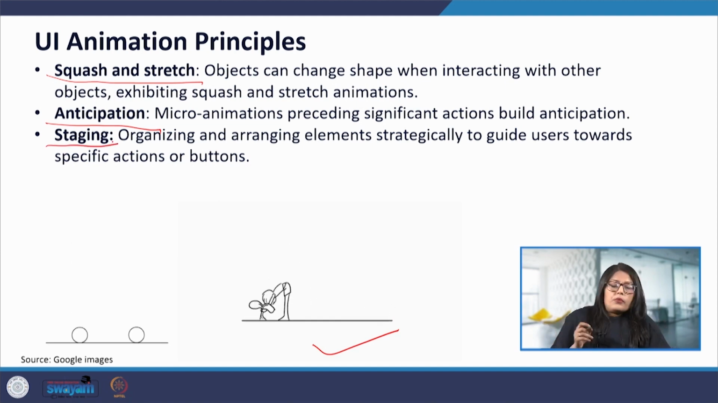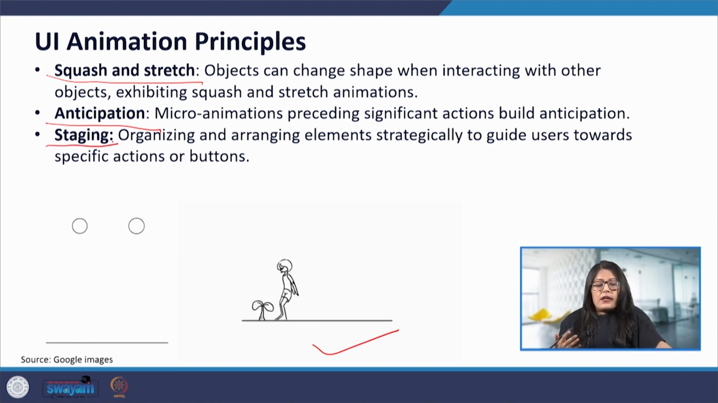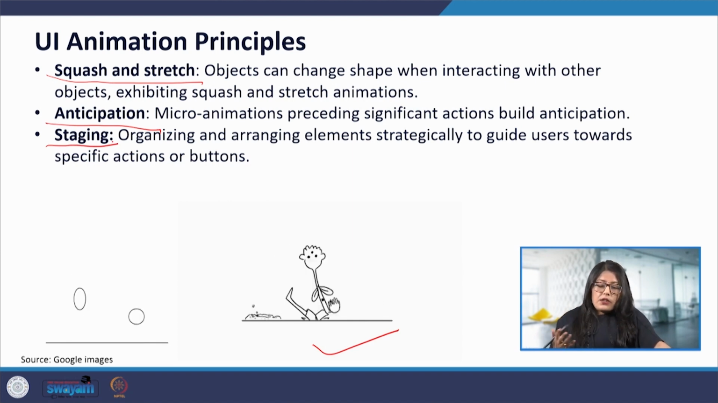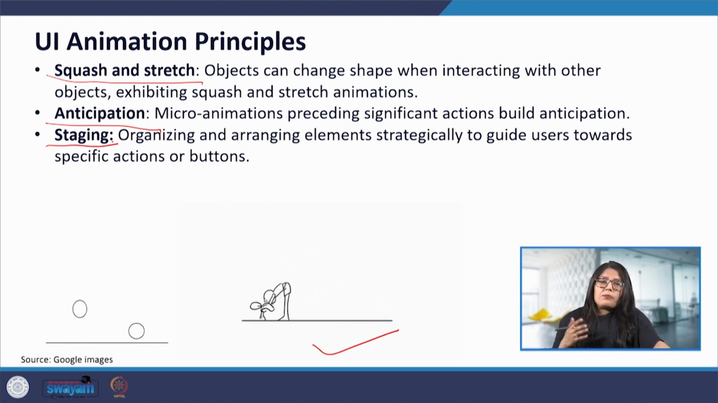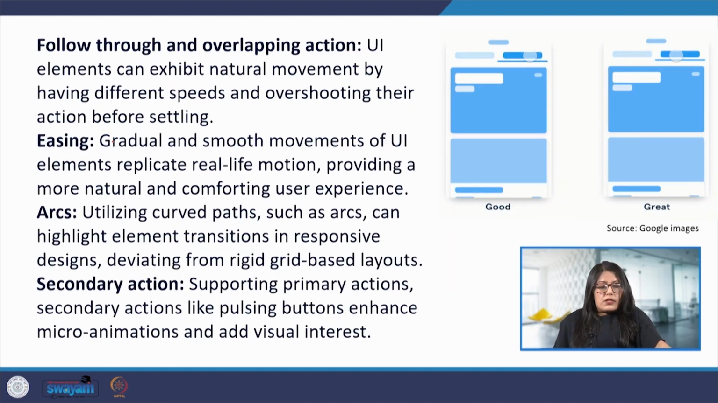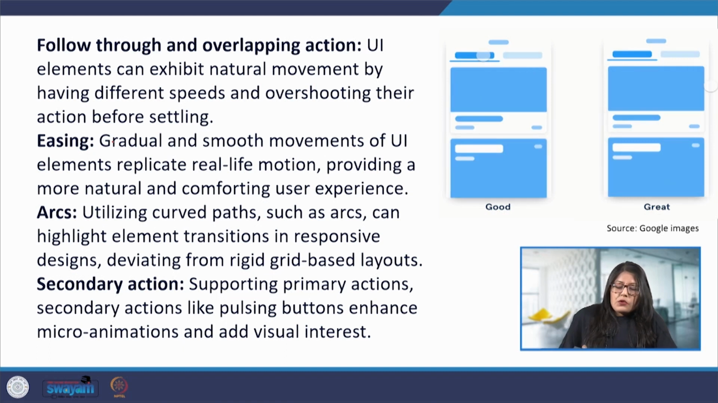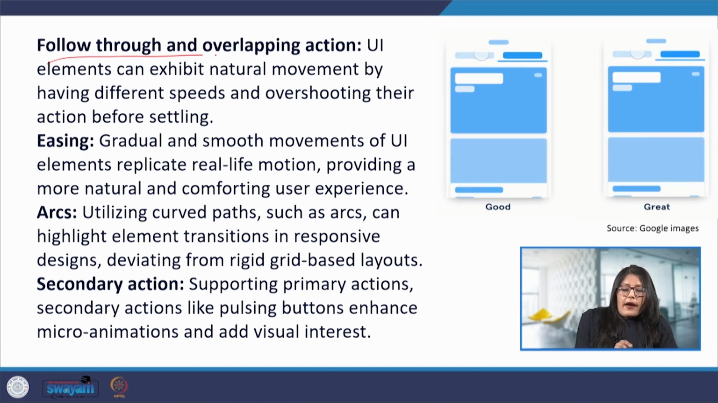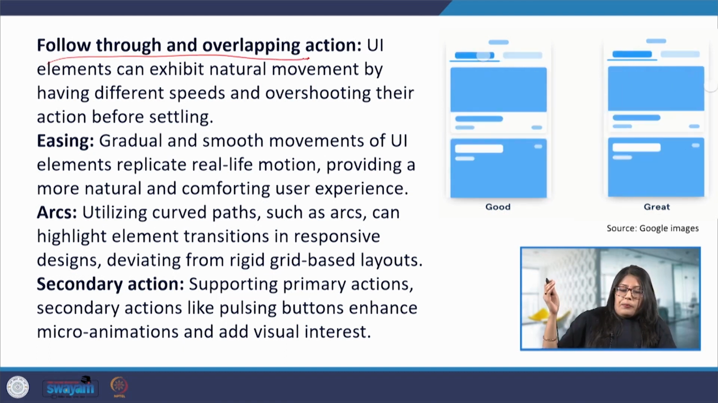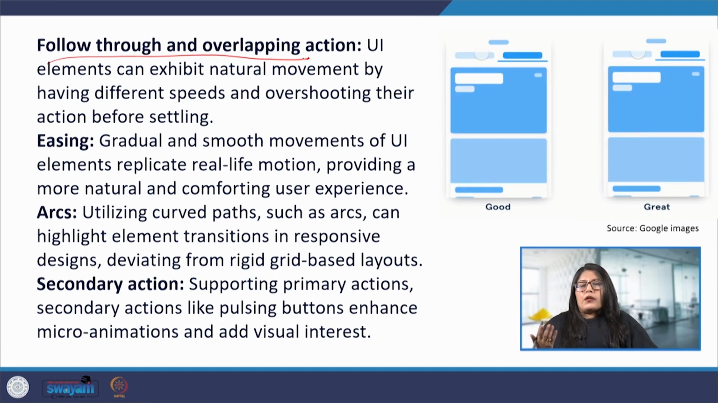Then staging is how we organize and arrange the elements strategically to guide the users towards specific actions or buttons. There is certain research which is also involved in this particular stage, and this is another important principle of the UI animations. Now, there are some other types of actions like follow through and overlapping. The elements can show a natural movement by having different speeds and overshooting their action before settling down.